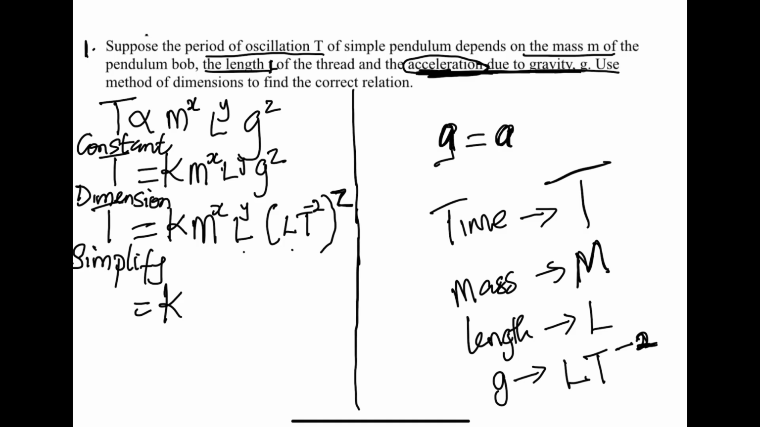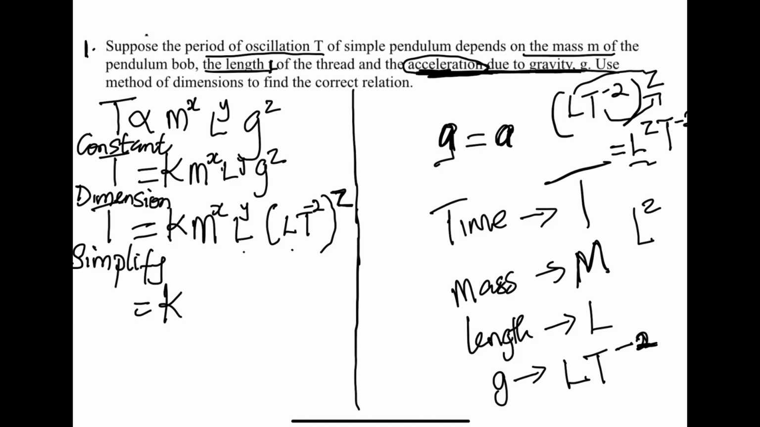The law of indices will tell us that LT raised to power minus 2, all raised to Z, can be written as L^Z T^(-2Z). So basically, we use Z to multiply the exponent of L, and we use Z to multiply the exponent of T. Everything inside the bracket is multiplied by the exponent outside the bracket. So L times Z, T times minus 2 times Z. So we have our final answer to be L^Z T^(-2Z). That's what we have right here.